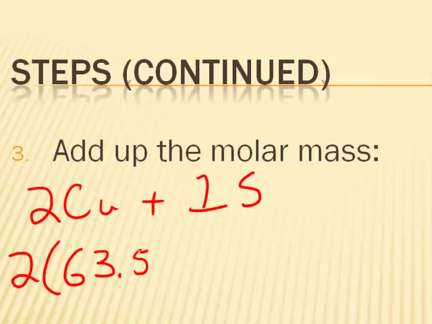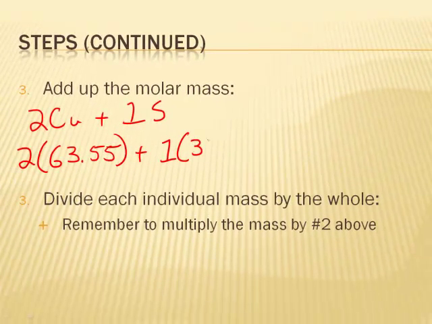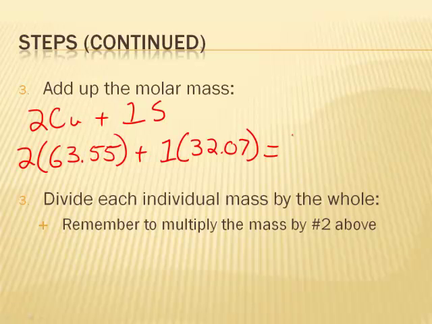should be around 63.55. And then I want to add that to 1 atom of sulfur, which should be around 32.07. If I do that, 2 times 63.55 plus 1 times 32.07, I should get 159.17 grams per mole. Now remember, my units for molar mass are grams per mole, so I've got to put those there. Now I want to divide each atom, each individual mass, by the whole.